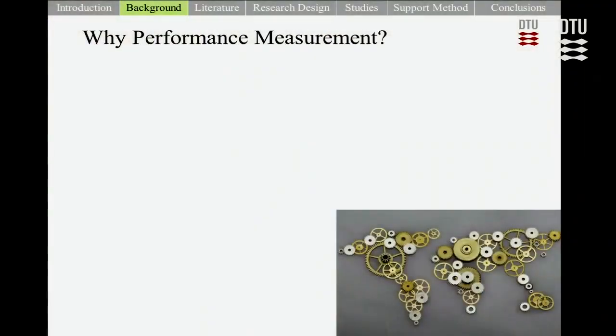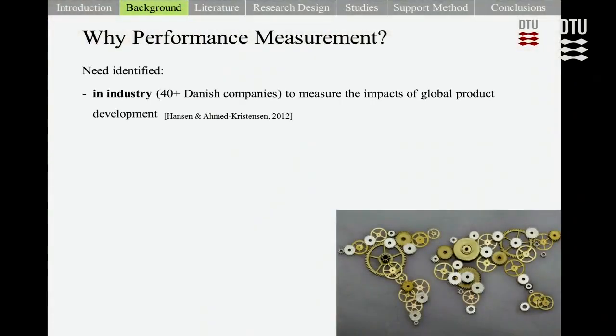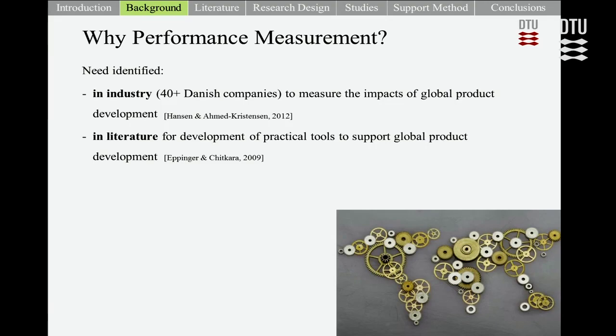So in this project, why performance measurement? We identified a need from industry from a previous project with over 40 Danish companies to measure the impacts that global product development has. And from literature, we see that there's a need for the development of actual practical tools that support decision-making in global product development, and performance measurement has been described as a practical tool to support this. However, there's currently a lack of research on performance measurement in this global context.